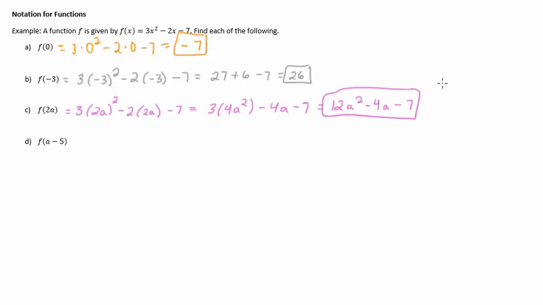We can't add a squareds, a's, and regular numbers together. And notice that because we had an a in our input, we ended up with a's in our answer. So if you only have numbers in your input, like 0 and -3, you should end up with a number for your answer. But if you have something with an a or some other letter for your input, you're going to end up with that letter in your output. Now let's try a minus 5.